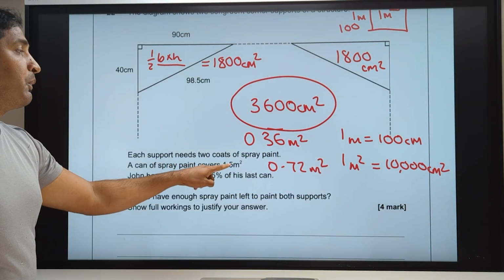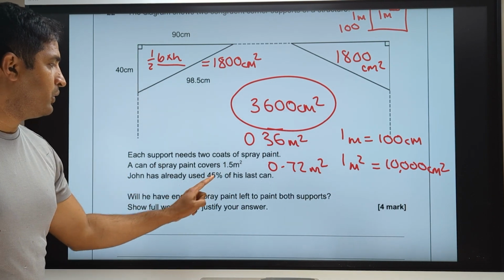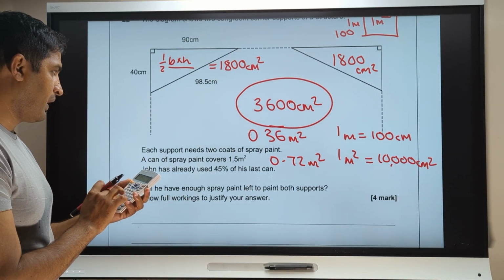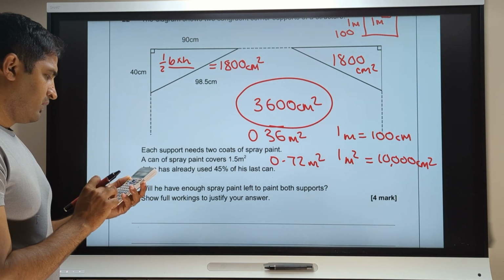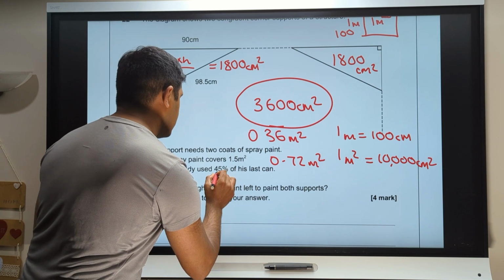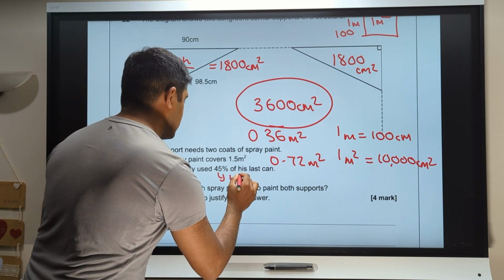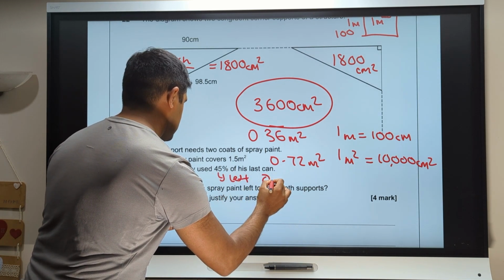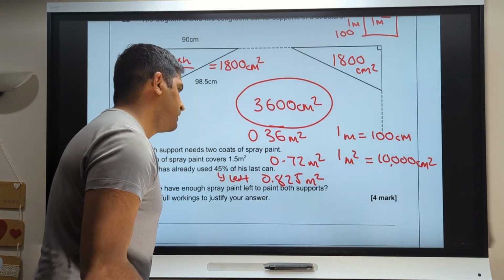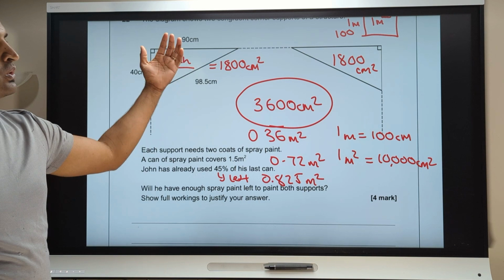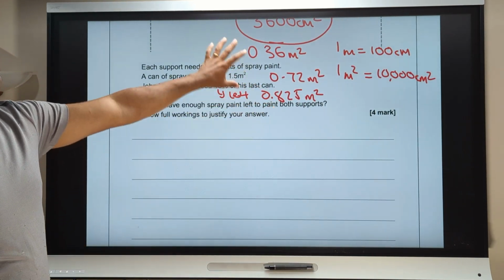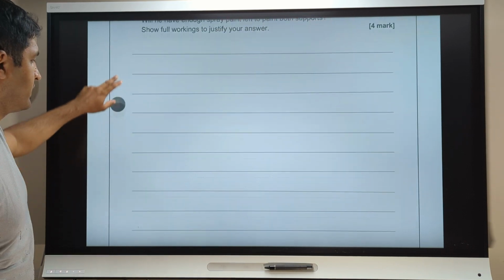The can covers 1.5 meters squared and it already used the 0.55. If I do 1.5 minus 0.72... that means what's left over. So leftover paint is 0.825 meters squared. So he has more than enough paint to cover these two coats on one side, if you're looking at it, okay? So we worked out our answer and justified it as well.